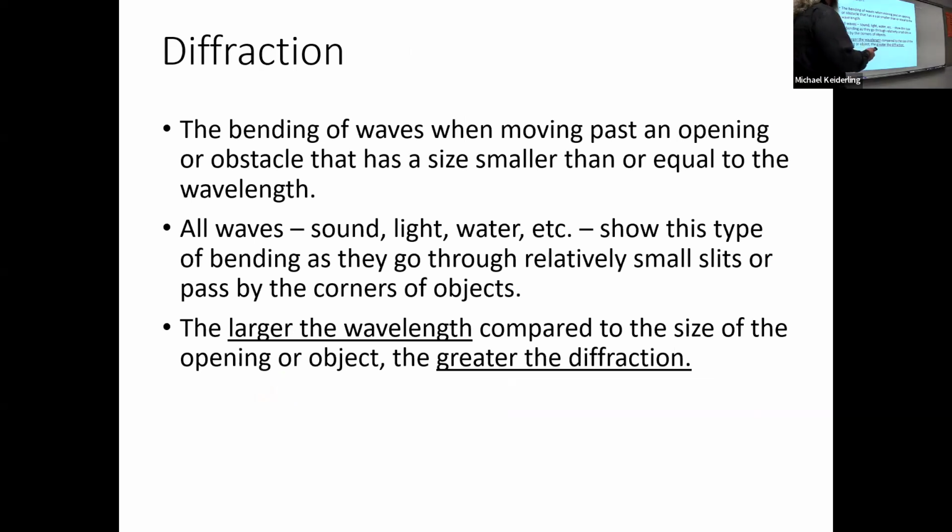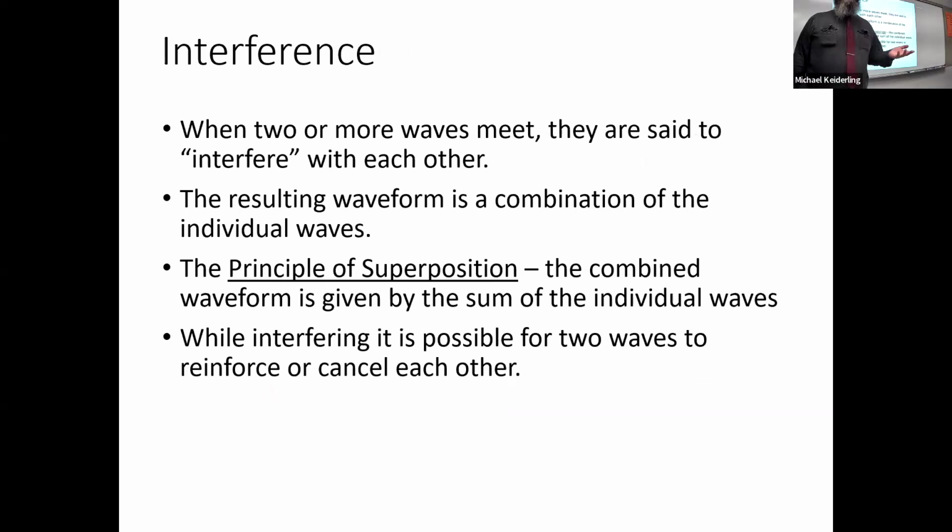Diffraction is the bending of waves when moving past an opening or obstacle that has a size smaller than or equal to the wavelength. All waves show this type of bending as they go through relatively small slits or pass by the corners of objects. The larger the wavelength compared to the size of the opening or object, the bigger the diffraction.